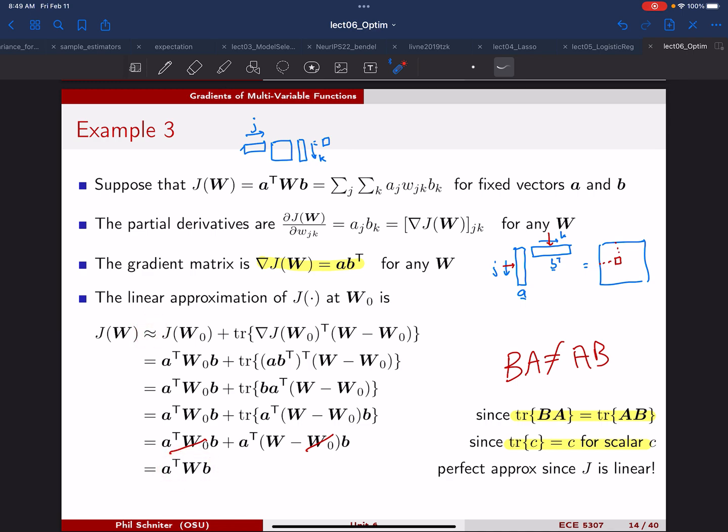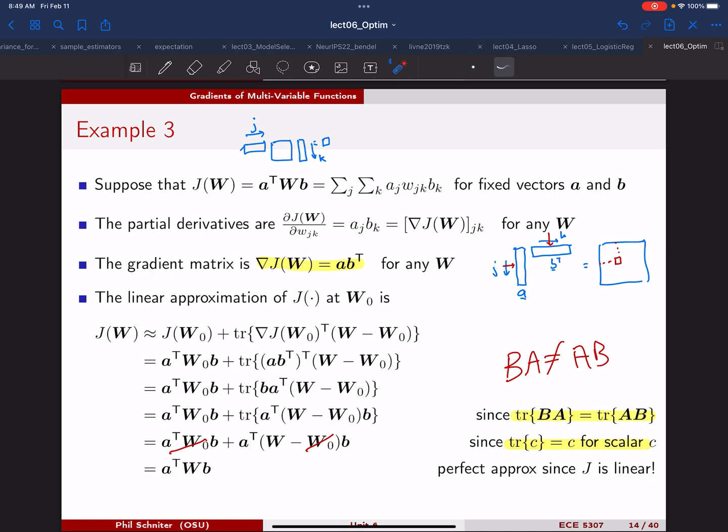Now actually, remembering what the function is, you can see that this approximation is actually perfect. It's a perfect approximation and it holds anywhere. And this is a consequence of the fact that we're applying a linear approximation to a function that is linear in W. So we expect the approximation to be perfect.